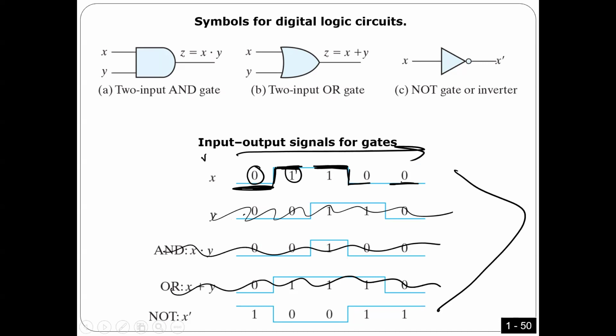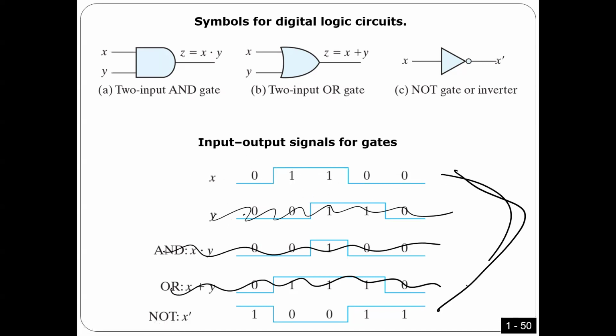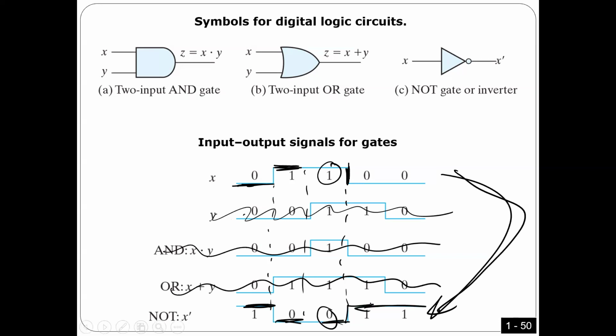Then I calculate the corresponding output. You can see here, guys, when the input was 0, the output was 1. Makes sense? When the input was 1, the output was 0. At this moment the input changes from 1 to 0, so the output is going to change from 0 to 1.